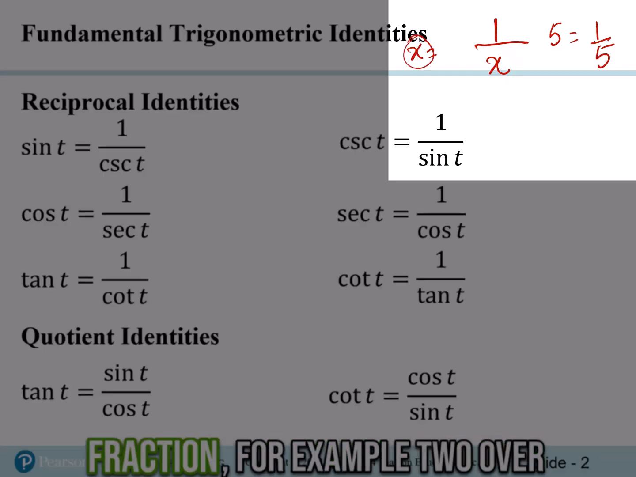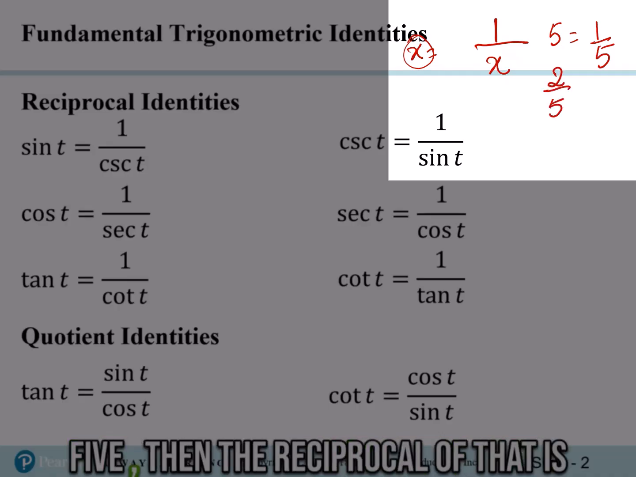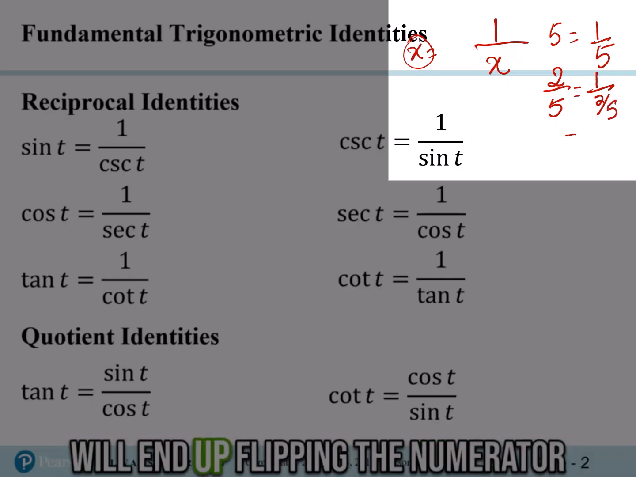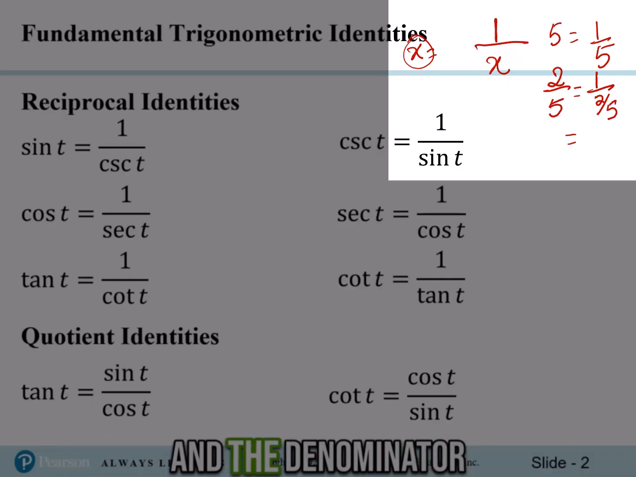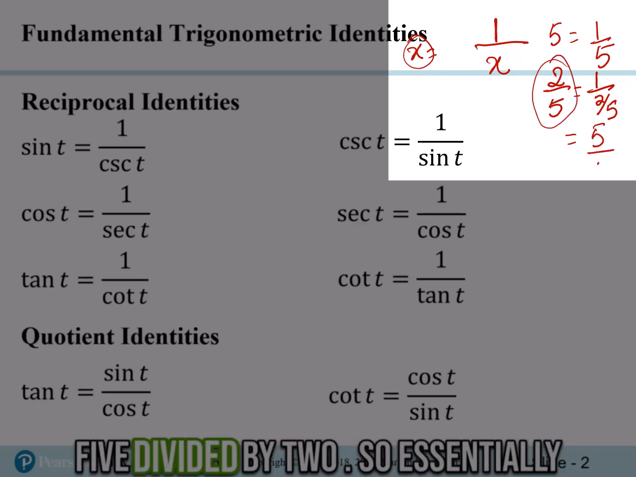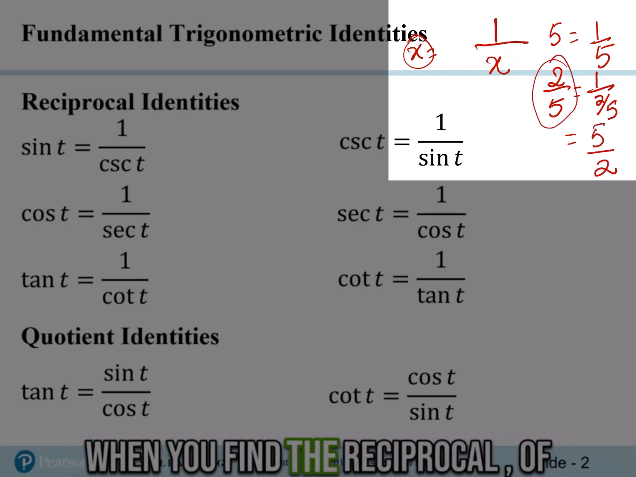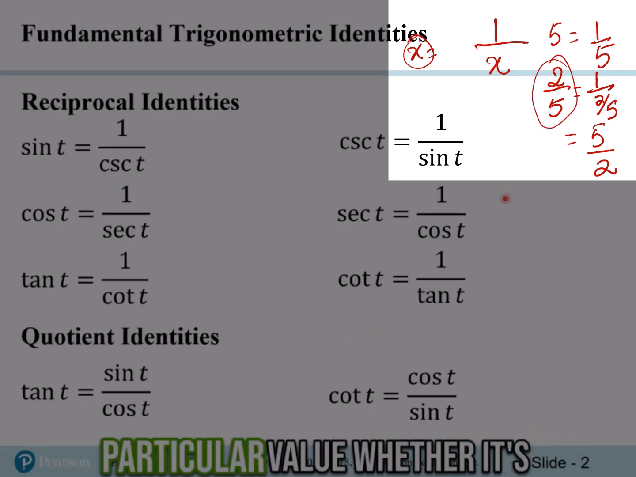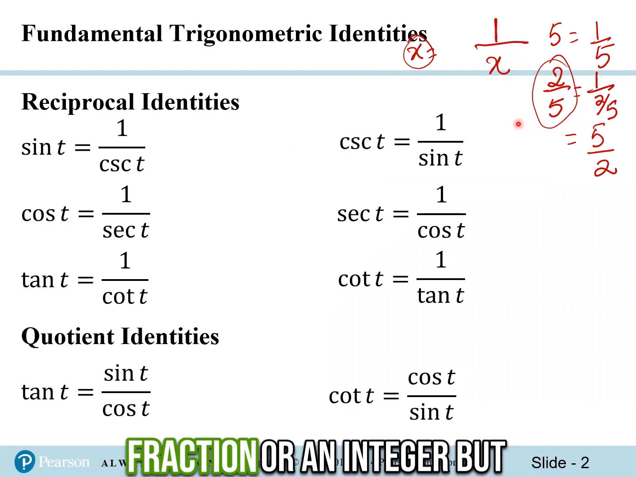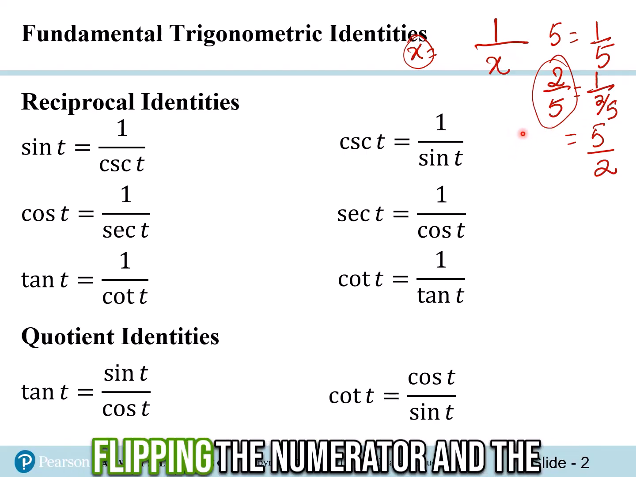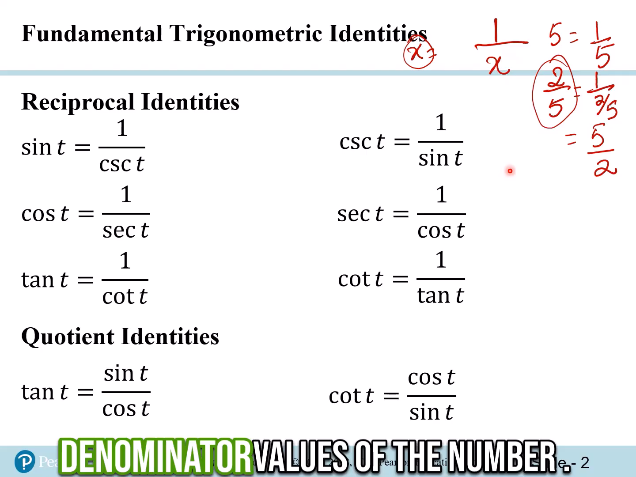If it's a fraction, for example 2 over 5, then the reciprocal of that is 1 divided by 2 over 5, and you will end up flipping the numerator and the denominator of this fraction, which will give us 5 divided by 2. So essentially, when you find the reciprocal, of course you're doing 1 divided by a particular value, whether it's a fraction or an integer, but essentially what you end up doing is flipping the numerator and the denominator values of the number.